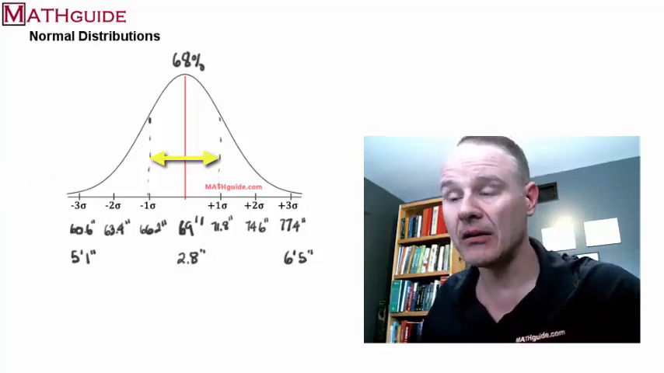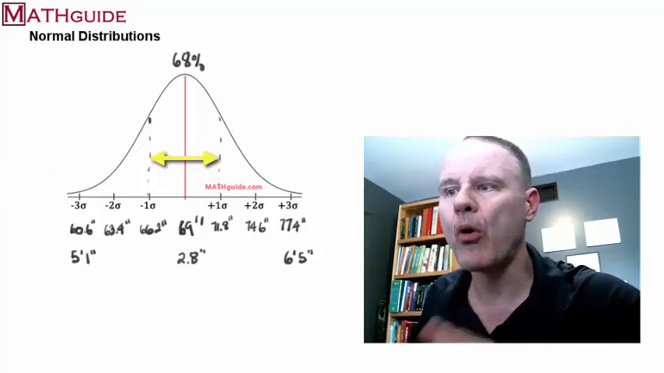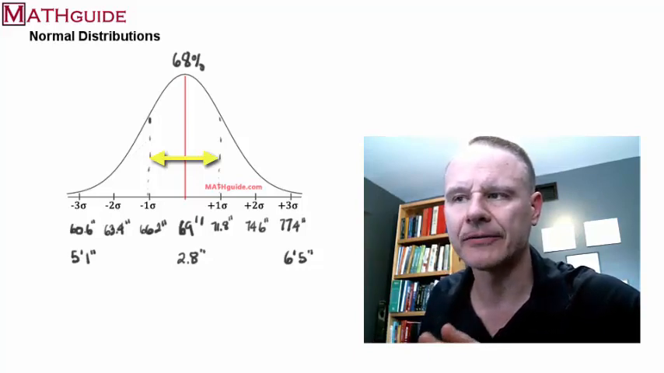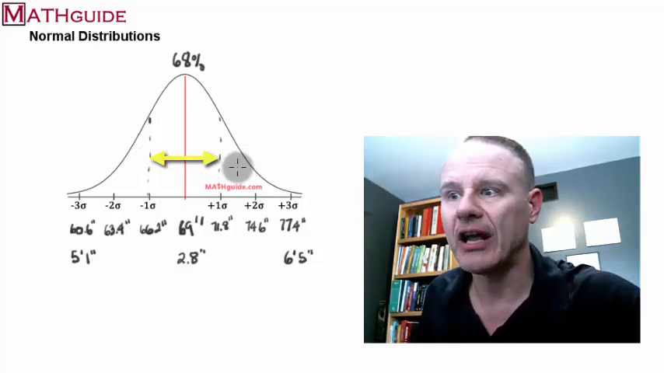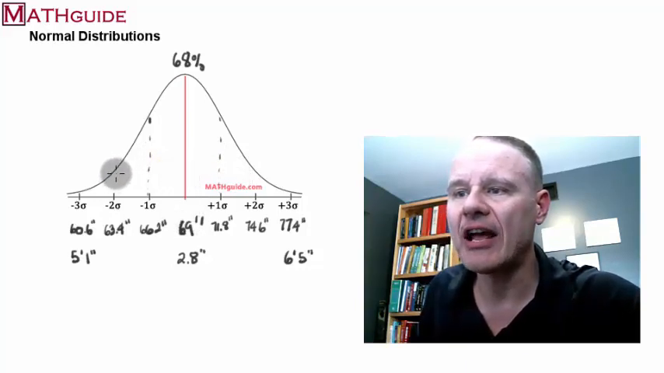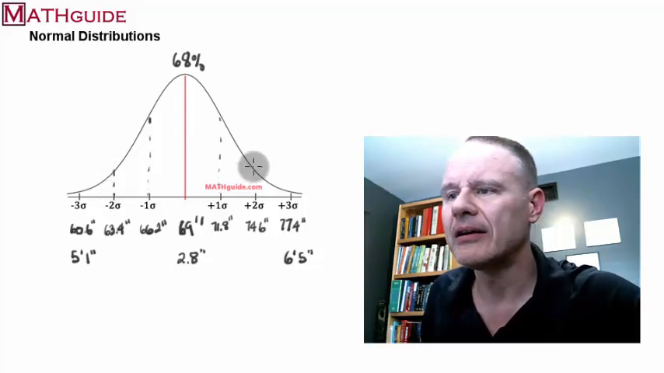In this case, it would be heights. So more than half of the people are going to fall within a standard deviation right and left of whatever you're looking at. Okay, now let's say we went another standard deviation this way and another standard deviation this way.